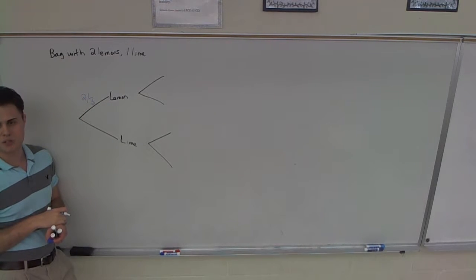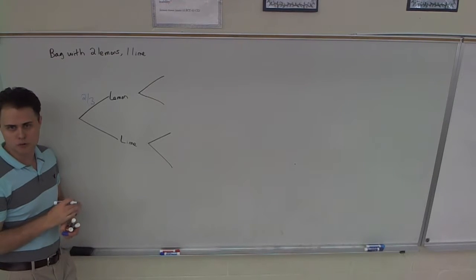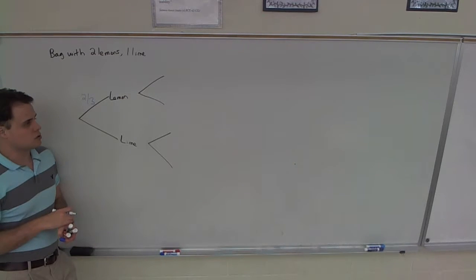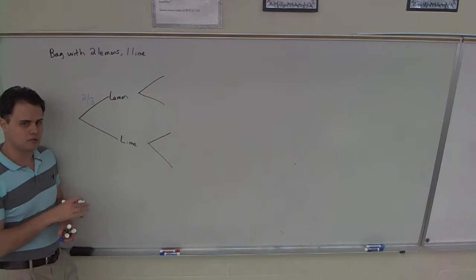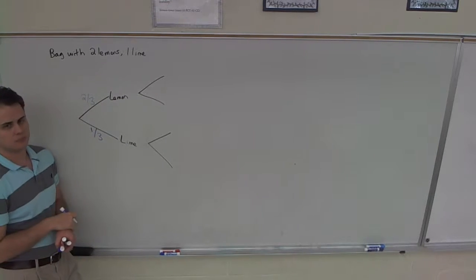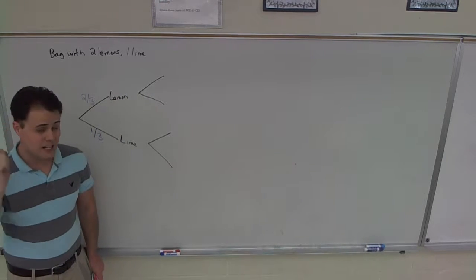On your tree diagram, you should always have your percentages or your probabilities, whether they're in percentage form, decimal form, fraction form, whatever, on the branches of the trees. Yeah? So it's 2/3 chance of that. What's the chance of getting a lime on your first draw? 1/3. So now, once we move to this branch of the tree, something has already happened.